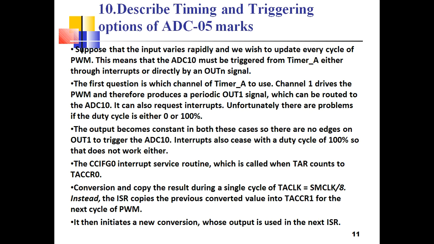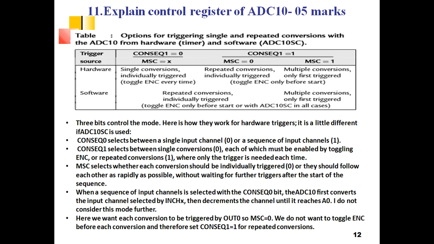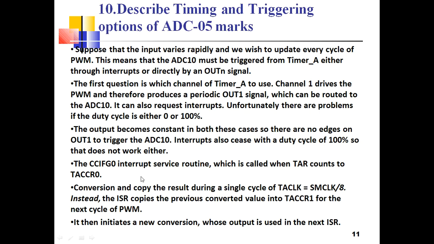Here you have to use an interrupt service routine, whose flag is set when TAR counts to TACCR0, and conversion and copying the result happen during a single cycle of the timer clock, which is the master clock SMCLK divided by 8. Instead of that, the ISR copies the previous converted value into TACCR1 for the next cycle of PWM. It then starts the new conversion, whose output is used in the next ISR. That is related to the timing and triggering.